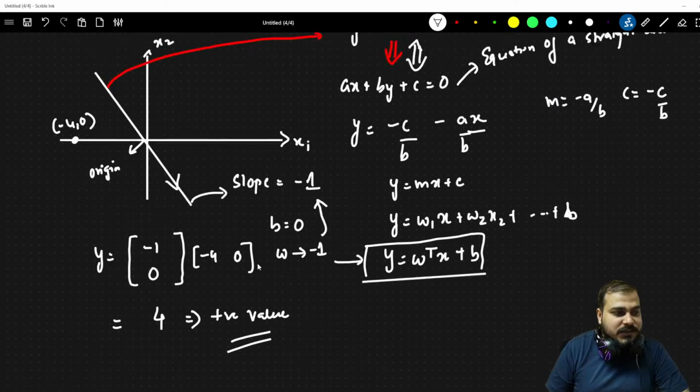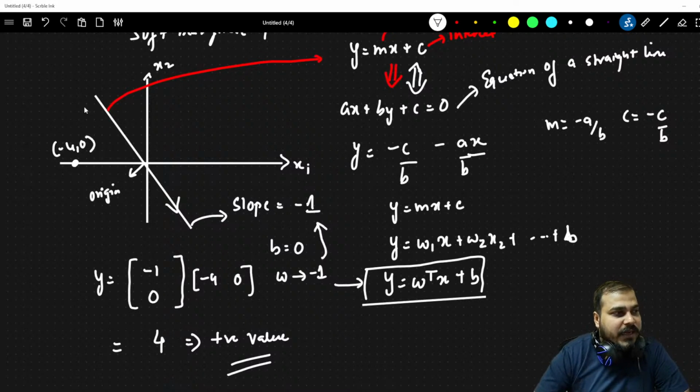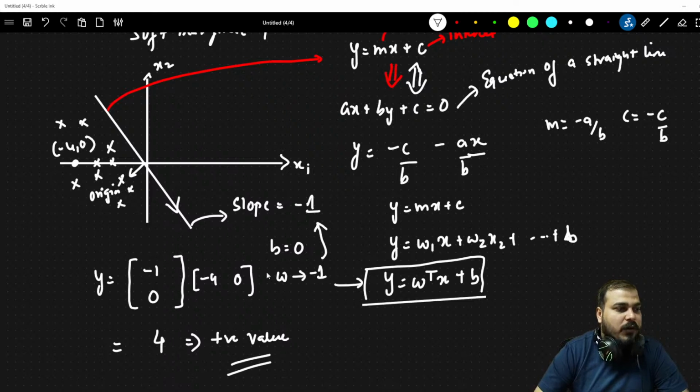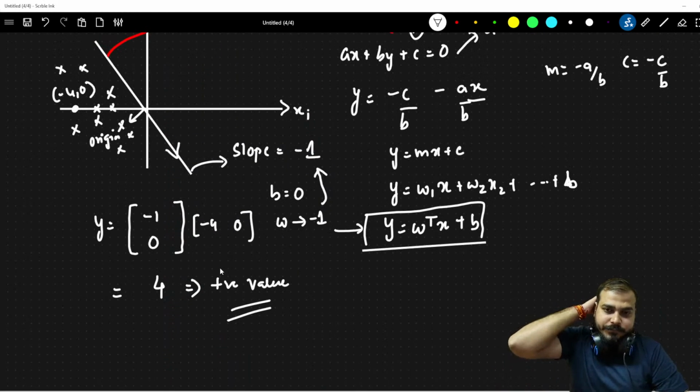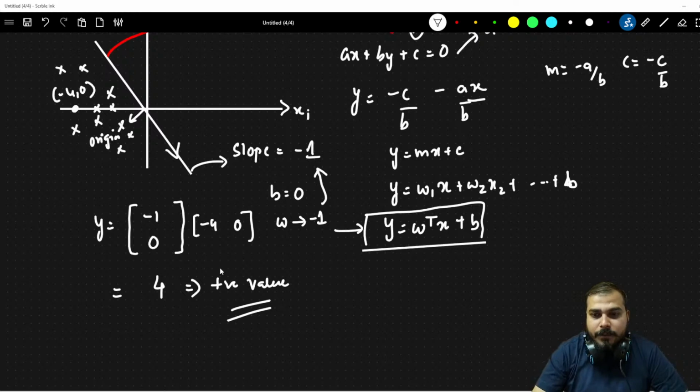Now understand, since this is a positive value, any points that I consider below this line, and if I try to calculate the y, can I say that it will always be positive? Can I say that it will always be positive? Yes or no?